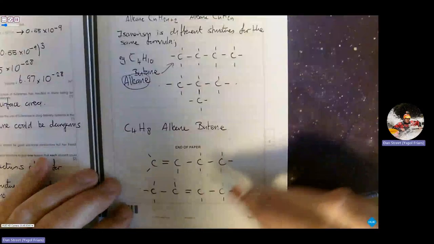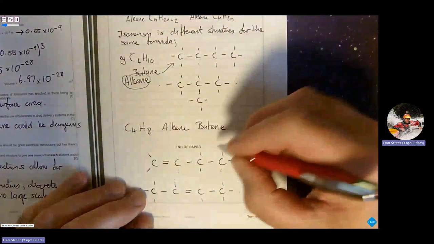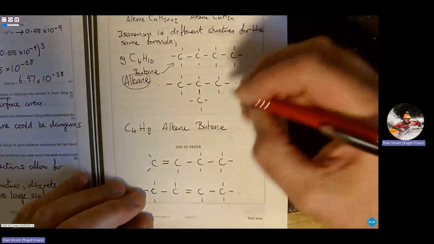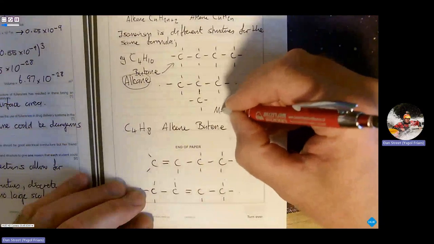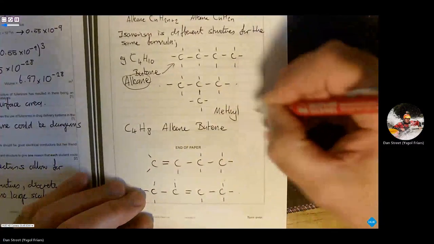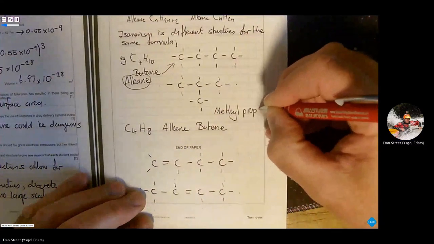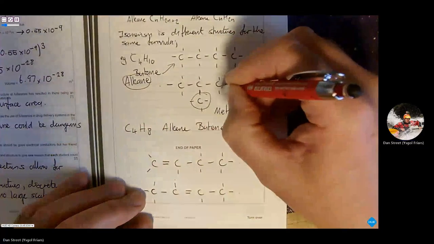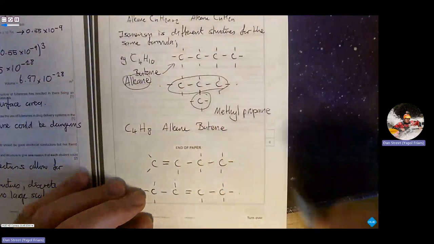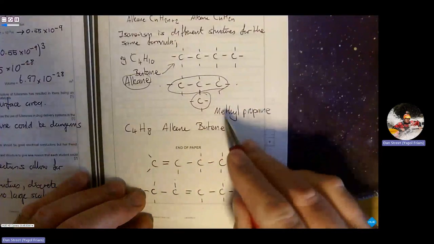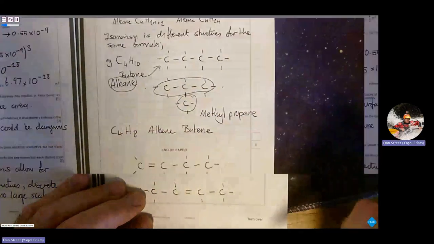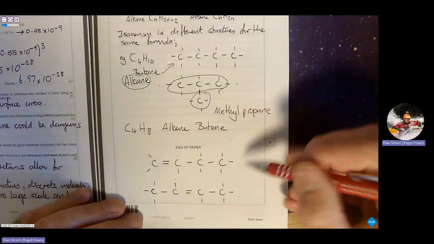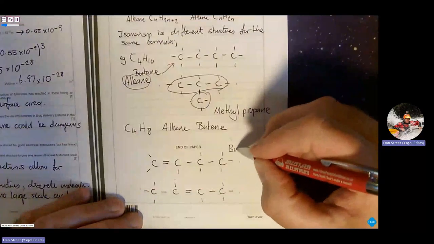Just for completeness, we will give the names. So this one here is butane. This one here is methylpropane. And it's methyl because you've got a methyl group on a 3-carbon chain. So 3 carbons is prop, and then methyl is the 1 carbon there. This one here is but-1-ene.